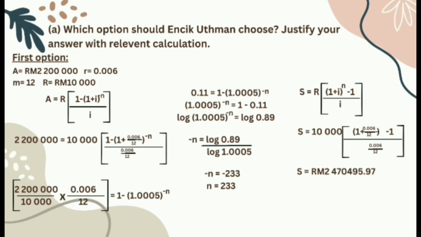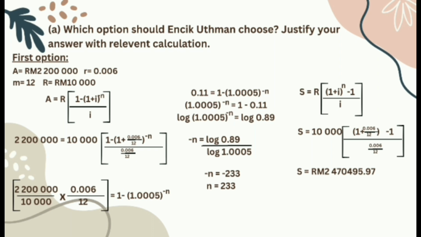So it's going to be 2.2 million equals 10,000 multiplied by (1 minus (1 plus 0.006 over 12) in brackets, to the power of negative n), over 0.006 over 12. So we're going to bring 10,000 and also 0.006 over 12 to the left. So it's going to be, in brackets, 2.2 million over 10,000 times 0.006 over 12 equals 1 minus 1.0005 in brackets to the power of negative n. So we're going to calculate the first brackets, which we're going to get 0.11 equals 1 minus 1.0005 in brackets to the power of negative n.